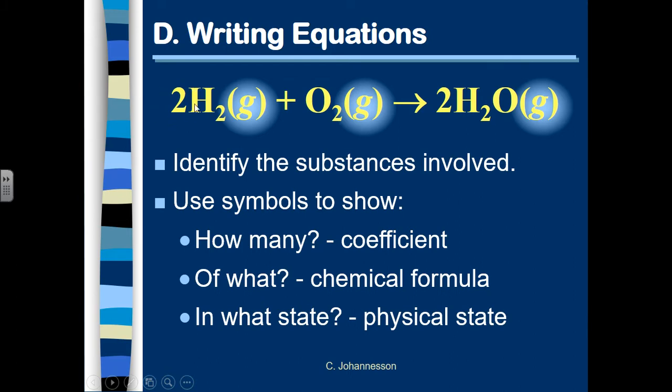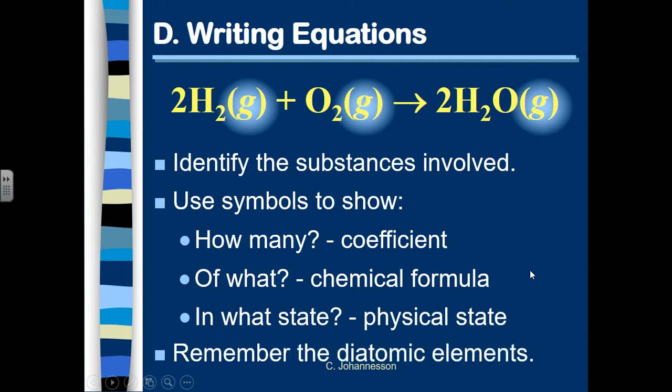The big numbers in front are called coefficients, all right? It tells you how many you have. So if I have this hydrogen molecule here, I actually have 2 hydrogen molecules, okay? I have 1 oxygen molecule and I have 2 water molecules. So the big number in front of the formulas is called the coefficient, and it tells you how many you have, all right? Remember the diatomic elements. Whenever this slideshow is over, I will remind you of those. I'll pull up the periodic table and I will go over those again.